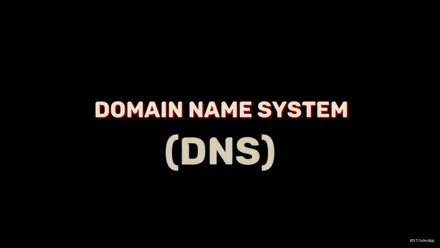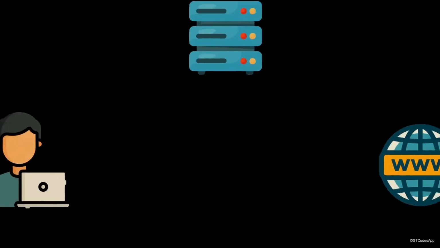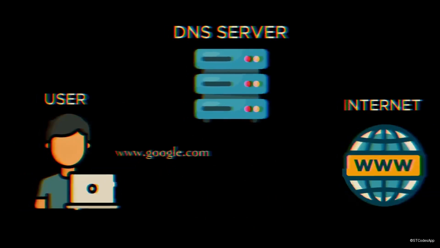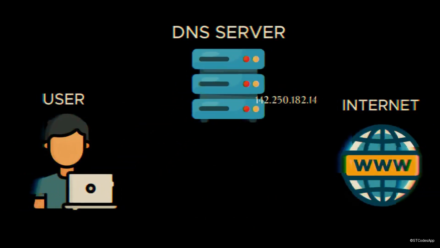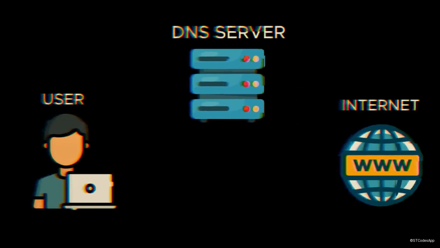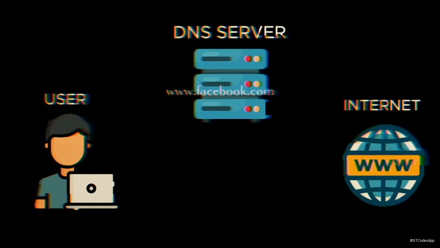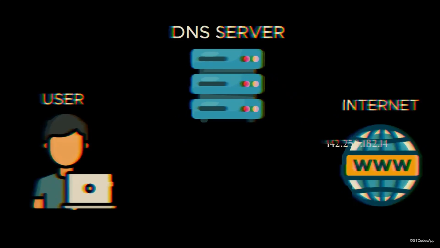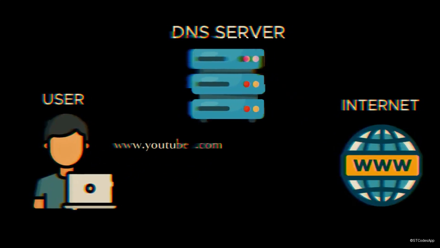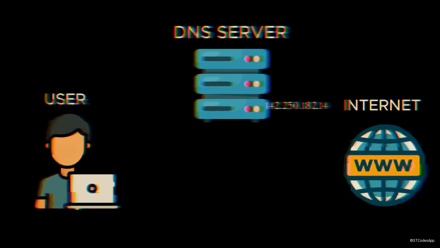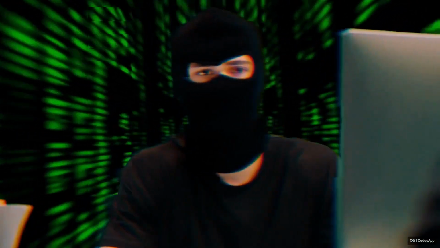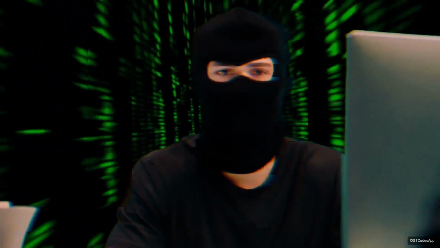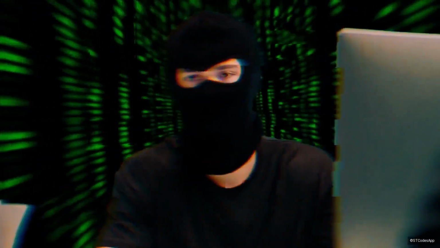This is where the domain name system, DNS, came in. DNS acts like the Internet's phone book, allowing users to type a domain name like google.com instead of its IP address. It translates human-friendly domain names into machine-readable IP addresses, ensuring seamless browsing. Without networking, the Internet as we know it wouldn't exist, and without DNS, navigating the web would be a nightmare.